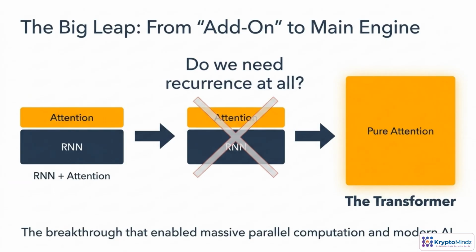Those experiments revealed something surprising. Most of the accuracy boost came from attention itself. That raised a bold question. If attention is doing the heavy lifting, do we need recurrence at all? The transformer's answer was no. It keeps attention, adds some feed-forward layers and normalization, and removes recurrence entirely. That design allows massive parallelism and makes scaling to huge models and datasets practical.